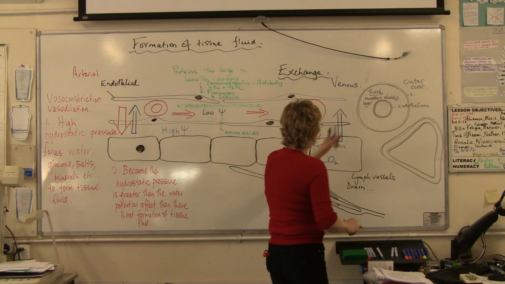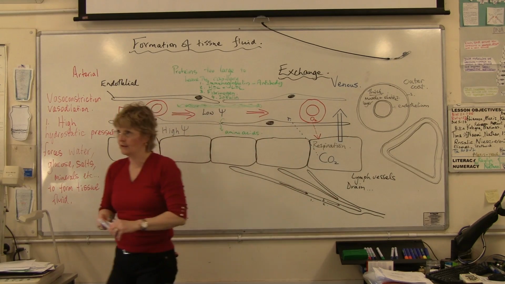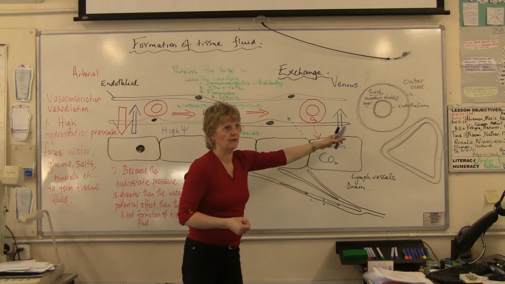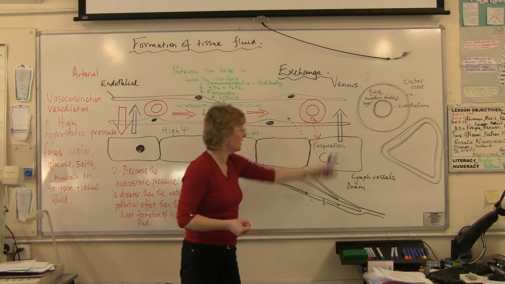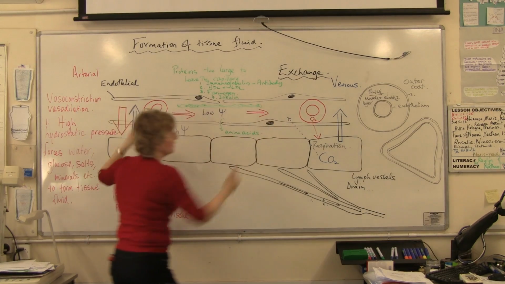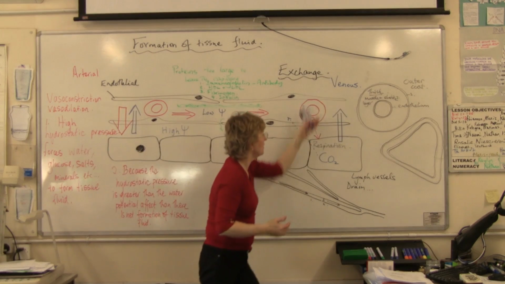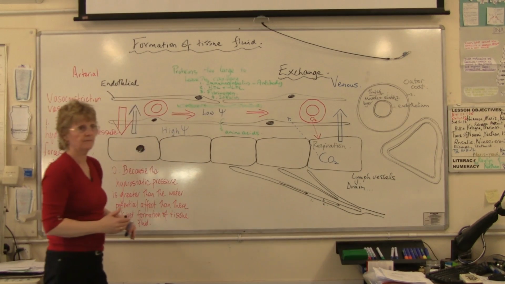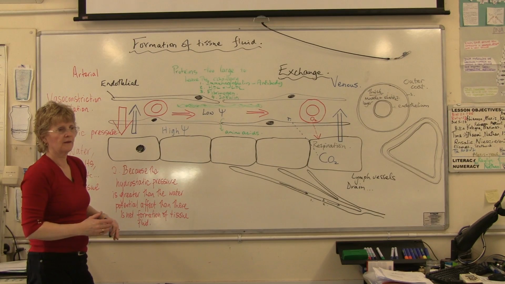Okay, so by the time we get down to the venous end, why are we going to get net reabsorption? Why are we going to get net reabsorption? What has happened as the blood has flowed through the capillary that means that by the time we get down to here, we're going to have net reabsorption? Because diffusion happens as it flows.